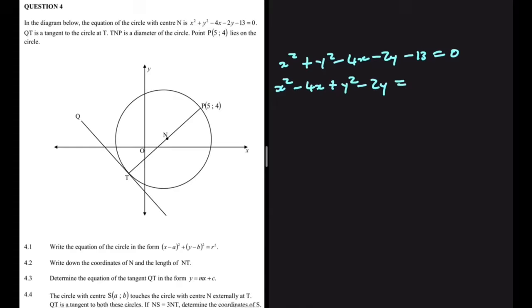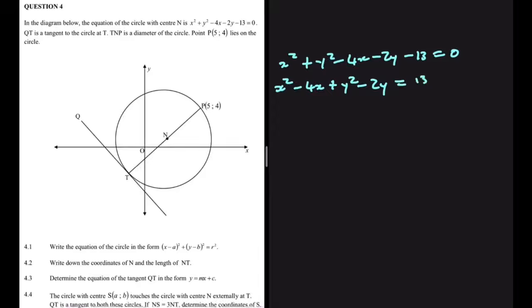Write the equation of the circle in the form x minus a squared plus y minus b squared is equals to r squared. We are given an equation. It is said to be x squared plus y squared minus 4x minus 2y minus 13 is equals to 0. Before we do anything fancy, let's just group their like terms. If we do that, we're going to have x squared minus 4x plus y squared minus 2y. Let's take the constant to the right hand side. If we do that, this is going to be equals to 13.